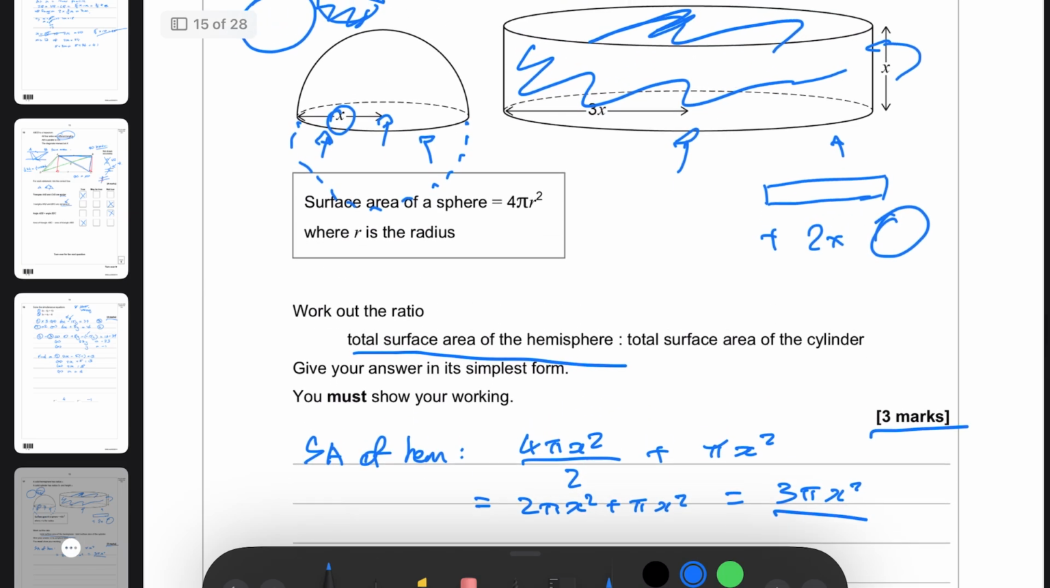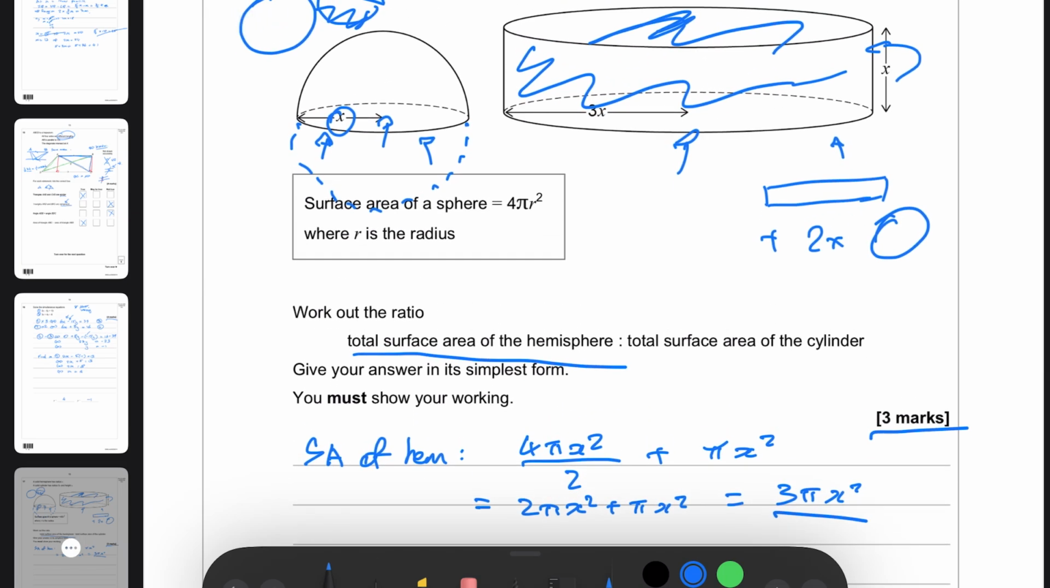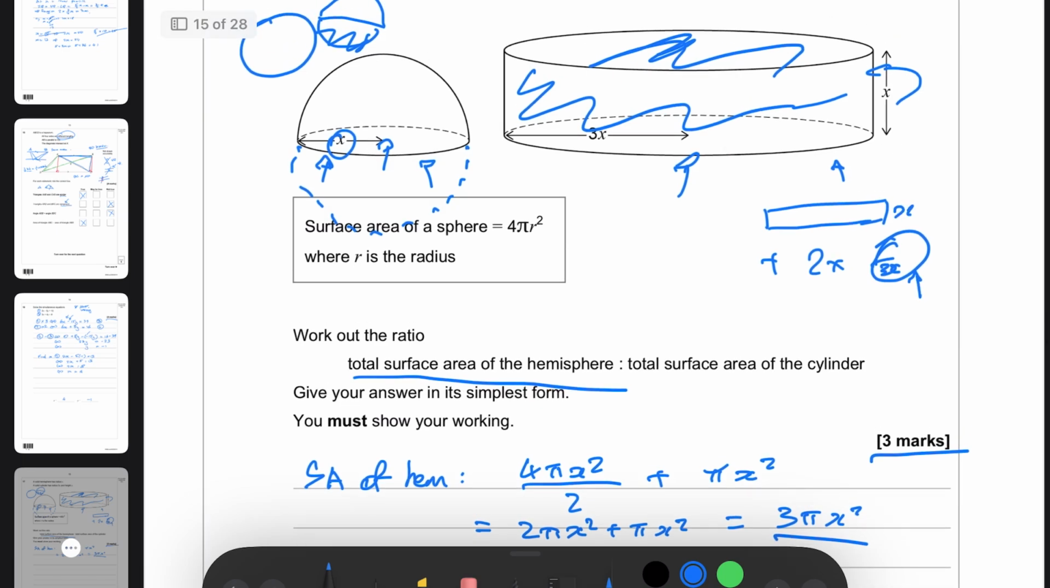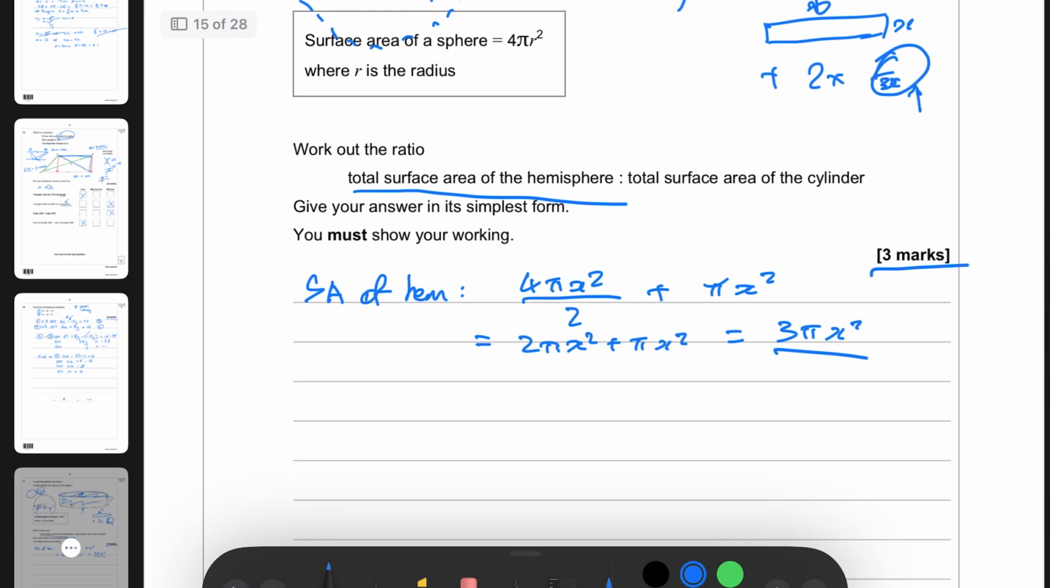Well, that was quite simple. And now for the other, so we already have this 3x, right? So we can easily work out the area of the circle. However, to work out this rectangle, we'll have to know the length, which is equal to the circumference, right? So it's going to be equal to this value around here. So how are we going to do this?